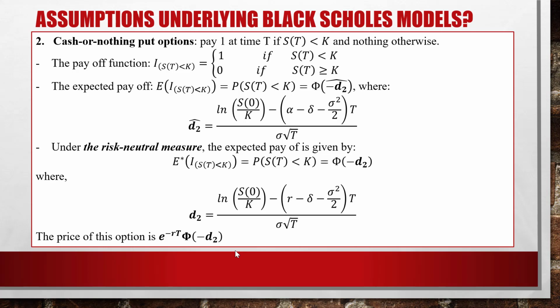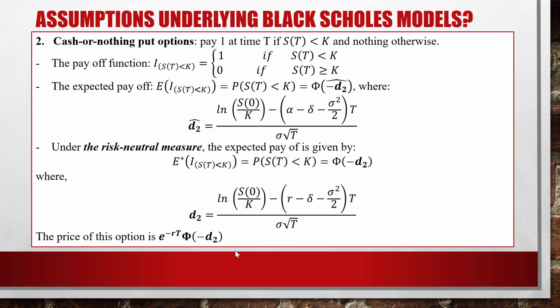The expected payoff is the expected value of the indicator function, and is equal to the probability of the stock price being less than K, and is equal to Φ(−d2 hat), where d2 hat is ln(S0/K) − (α − δ − σ²/2)T over σ√T.